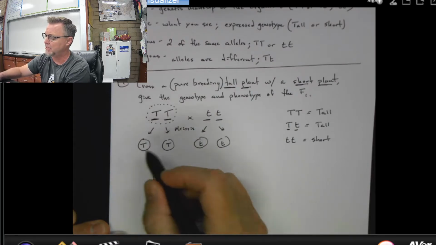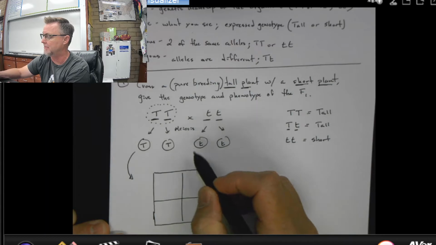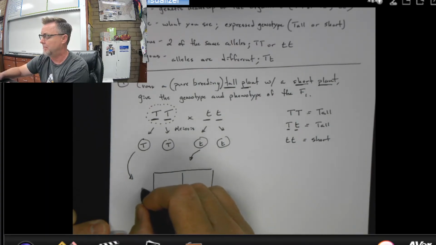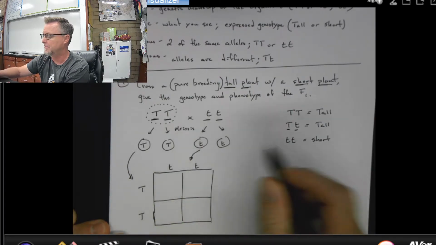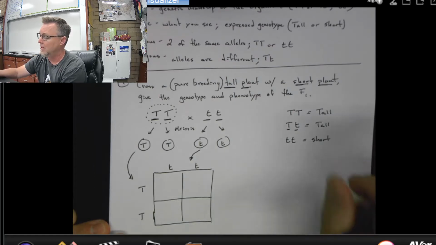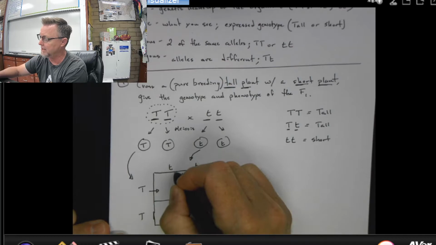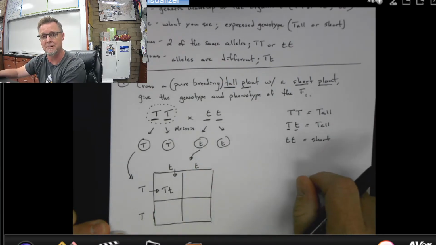So just for the sake of convention, I'm going to put the first parent on the side, and then the second parent on the top. Now, I put 1 allele for each row and each column, just like you see there. Now that that's done, I'm going to take an allele from the side, and match it with an allele from the top to fill in this box. So this box gets big T, little t.